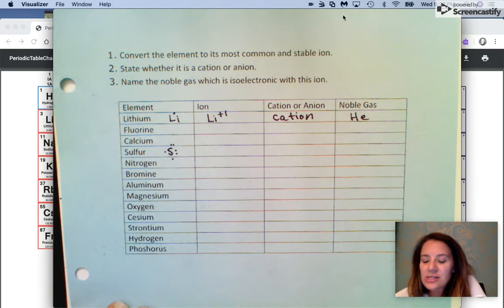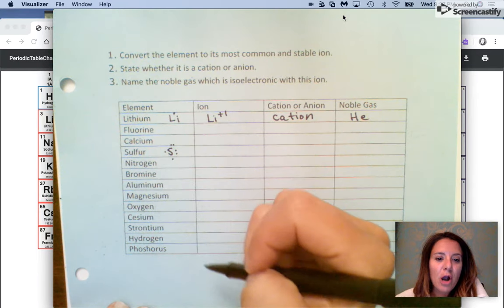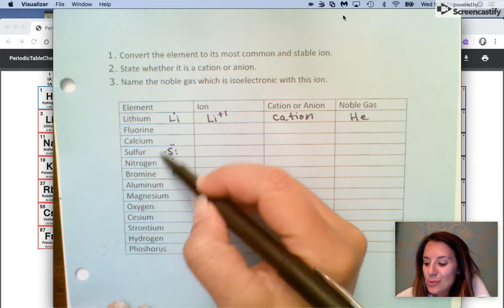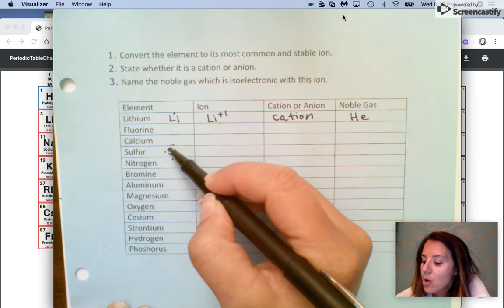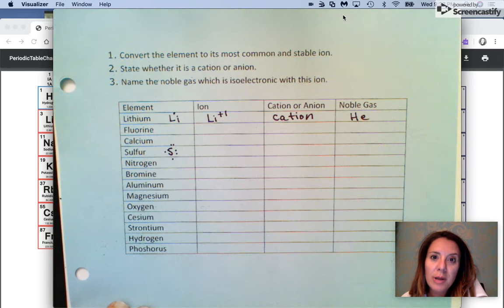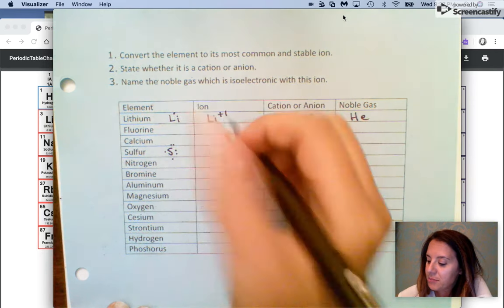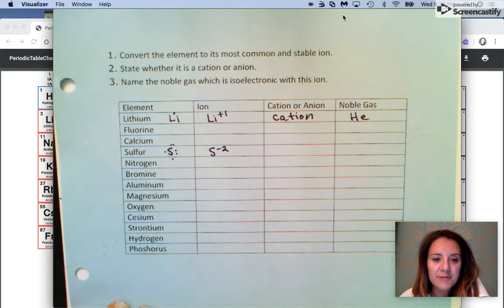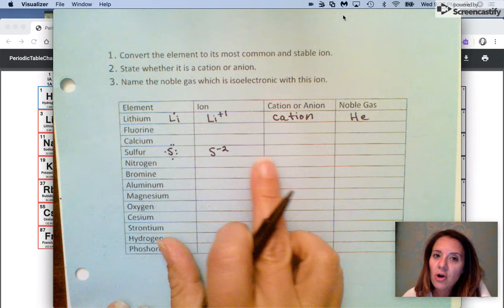When it is looking to form an ion, I know that it's a nonmetal, so it's most likely to gain electrons, but I take a look at what is the easier option for it to get to 8. Will it lose 6 to get to an inner full shell, or will it pick up 2? We always go with our lower numbered option. So in this case, it's going to pick up 2. If it picks up 2, it has a charge of -2. All negative ions are called anions.